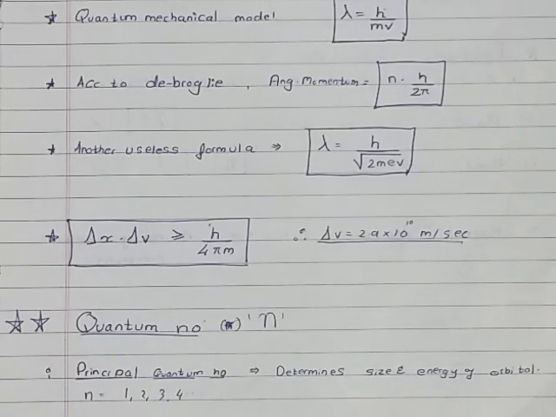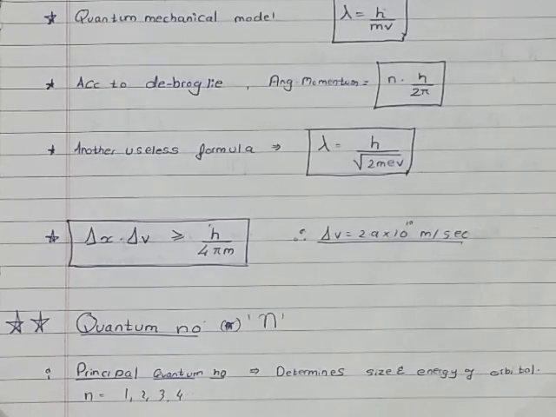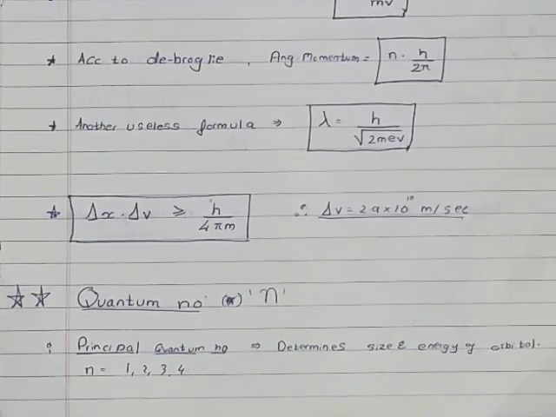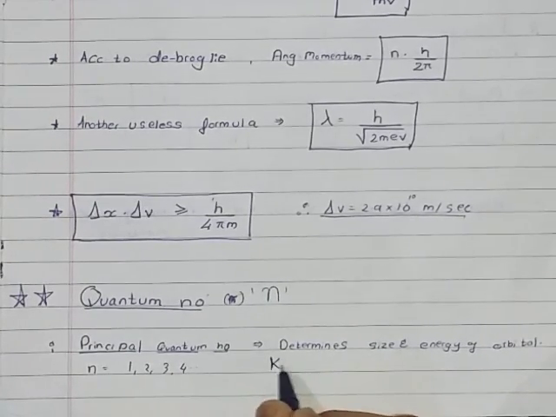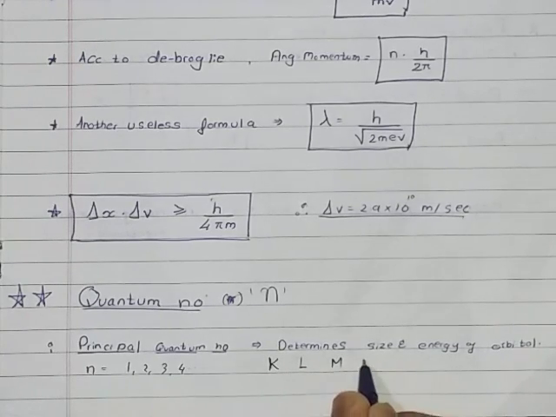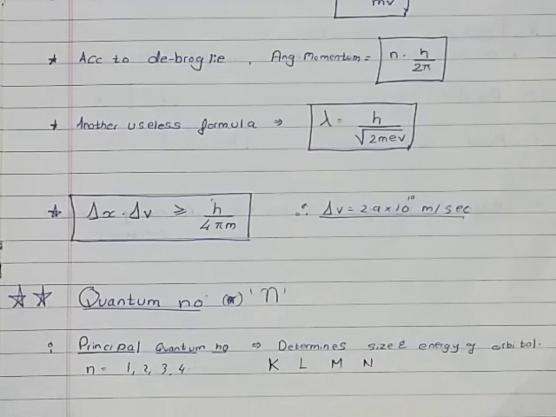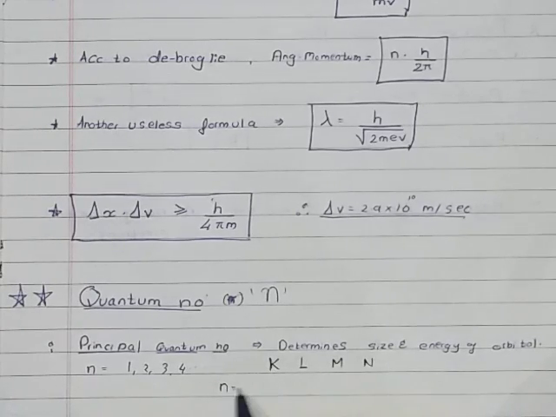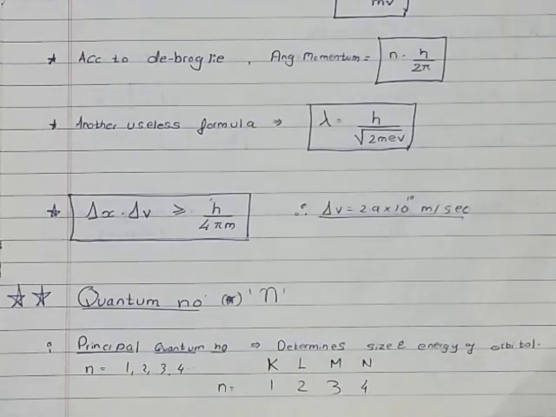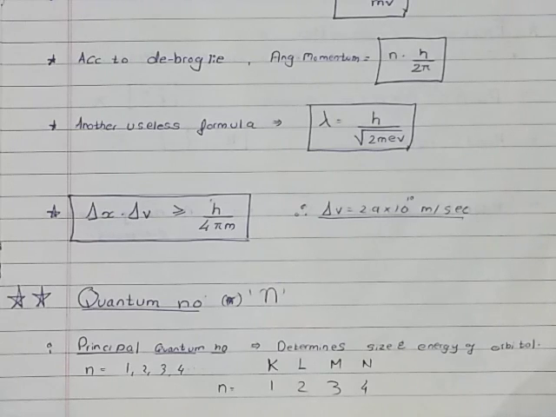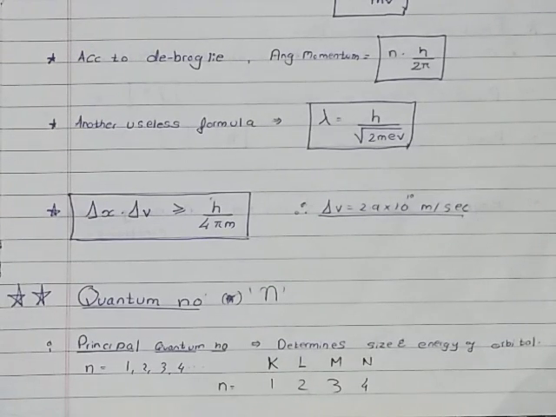And I hope you know about the shells, the K, L, M, N shells, which hold 2, 8, 18, 32 electrons and so on. In your last grade you must have studied it. For the K, L, M, N shells, the principal quantum numbers are 1, 2, 3, and 4. That's the basic thing for you to understand.